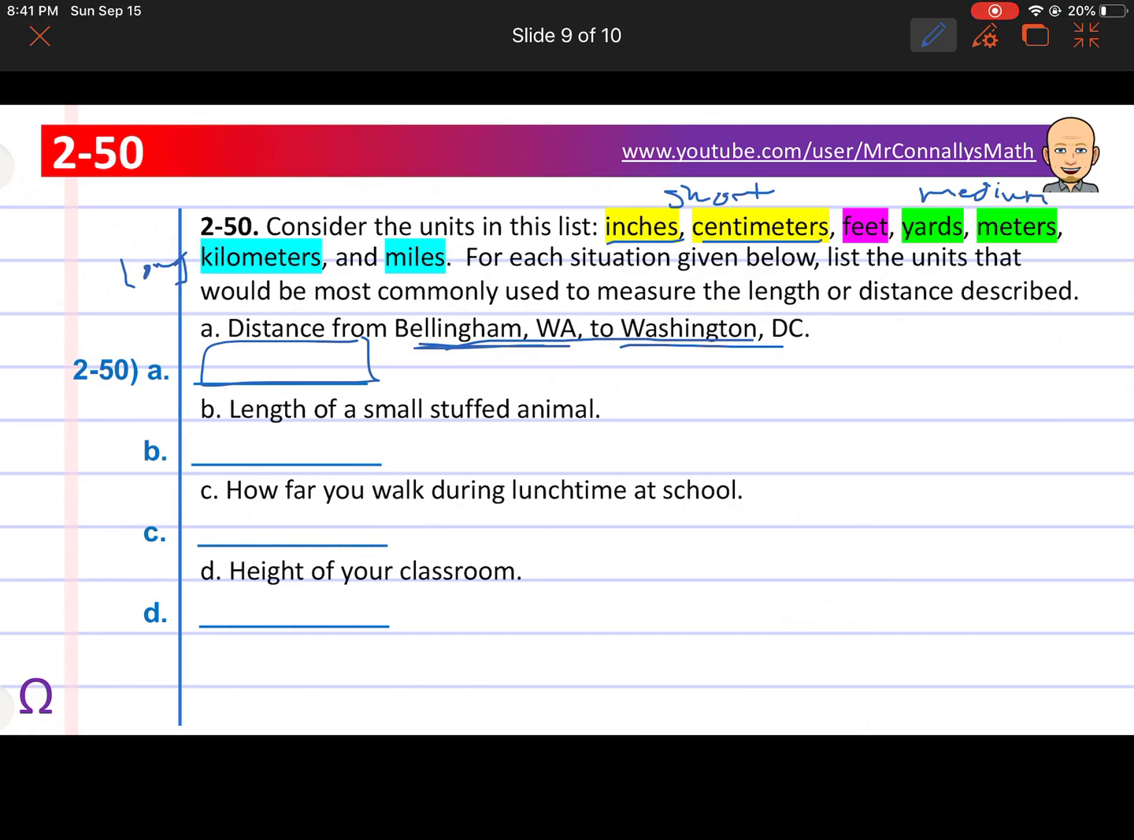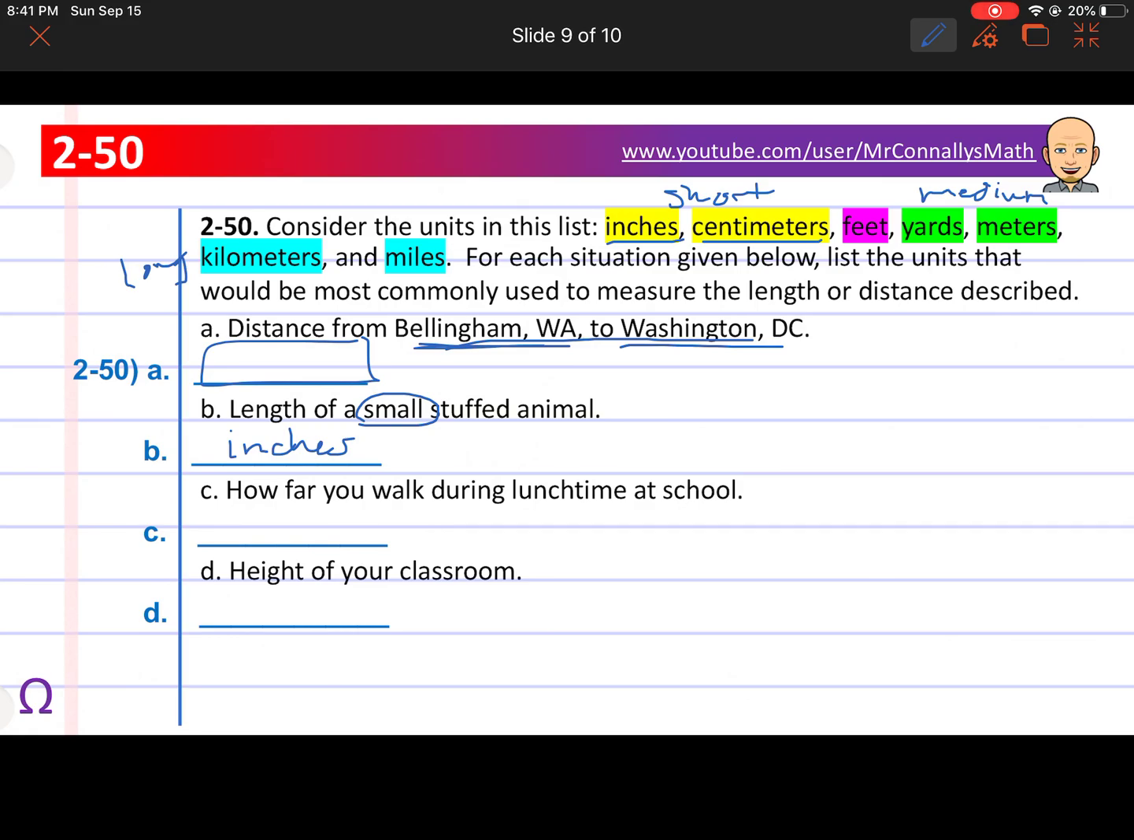B, length of a small stuffed animal. The length of a small stuffed animal. Okay, so it said small. Okay, so we're probably using one of the short ones, so we could use inches or centimeters. And then feet is something in between. When we use feet for a stuffed animal, it might be a foot or more, so maybe we still want to just keep it with inches. So inches or centimeters, again, it's the United States, so we're probably going to use inches.